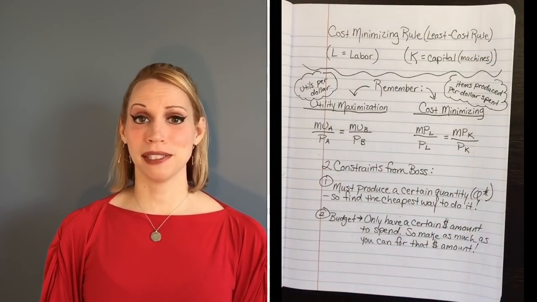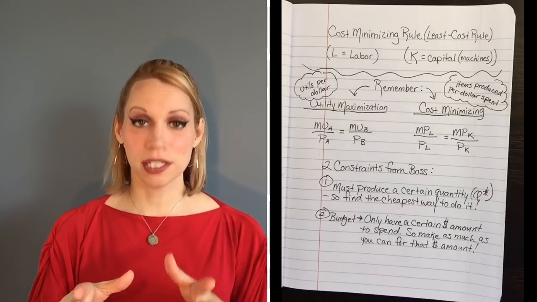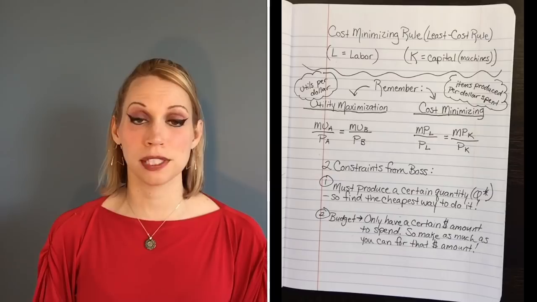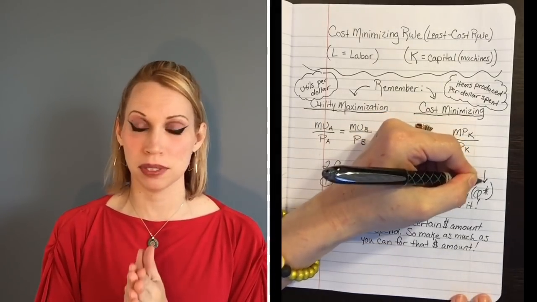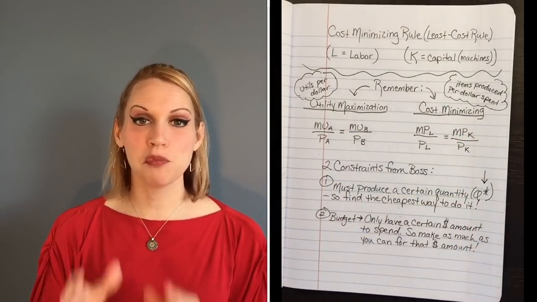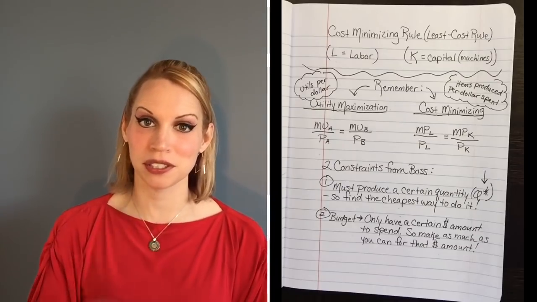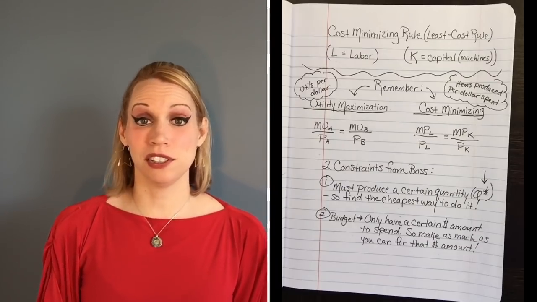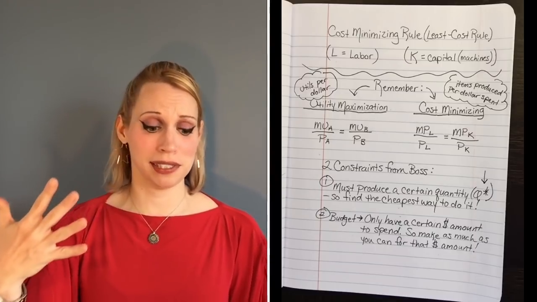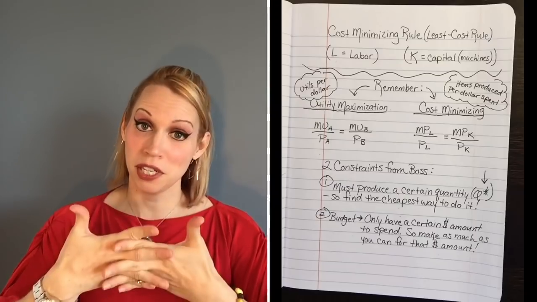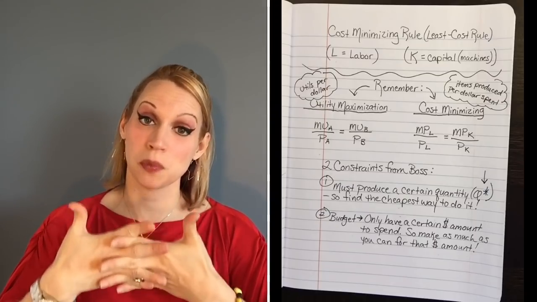First off, your boss might say, hey, our Q star is 360. We must produce 360 units to be at our profit maximizing output level. So I don't care what you have to do, but find the cheapest way to produce that Q star, those 360 units. In other words, you've got to figure out how many machines and how many workers you have to produce those 360 units in the cheapest way possible.